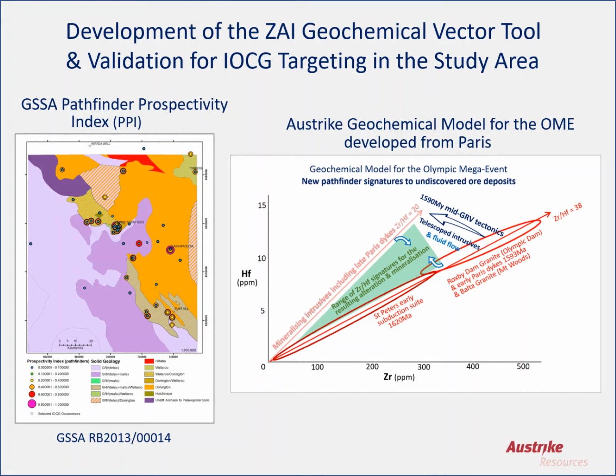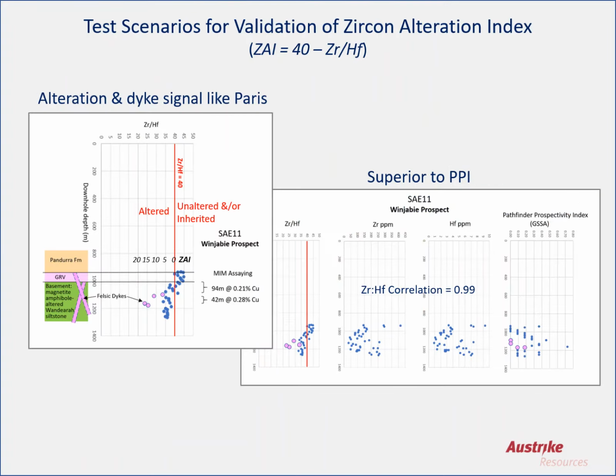The ZAI geochemical tool originated as an idea at Paris. It is based on the premise that whole rock zirconium and hafnium assays map alteration intensity. Using the 4-acid ICP assays of the survey study, the ZAI tool was tested on the same holes that the survey used to develop their own Pathfinder Prospectivity Index. The ZAI passed with flying colours in a variety of scenarios.